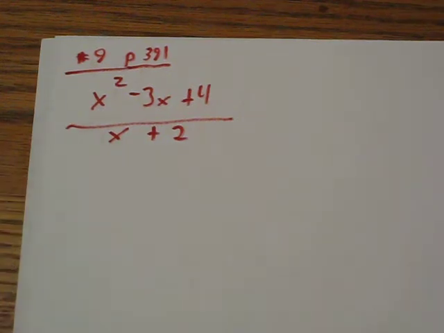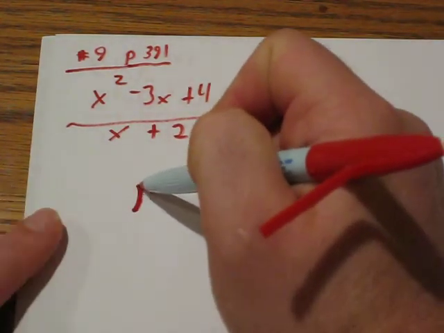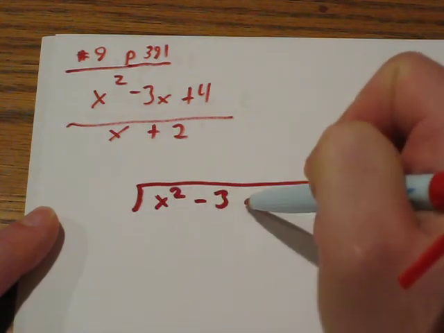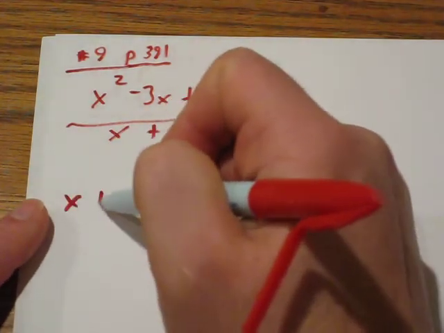So here we go. The original problem in the book is to divide x squared minus 3x plus 4 by the binomial x plus 2. So what we're going to do is start our long division problem. We're going to make our long division bar. We've got x squared minus 3x plus 4, and we'll divide that by x plus 2.